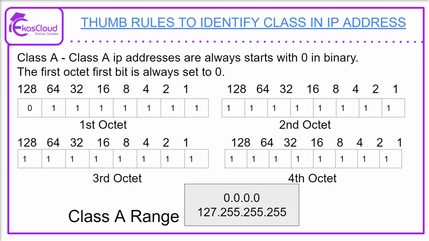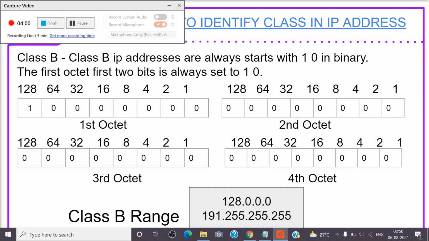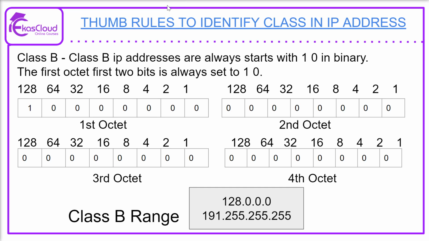Then the thumb rules for identifying the class in an IP address. Class A IP addresses always start with 0 in binary, so the first bit of the first octet is always set to 0. You can see 128 is 0 and the other values can be 1. The Class A range is 0.0.0.0 to 127.255.255.255.